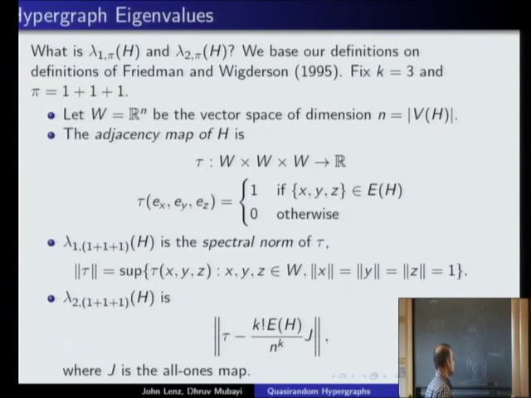The second largest eigenvalue with respect to 1 plus 1 plus 1 is like what you would do in a graph: you subtract off the all ones matrix times the degree. The thing that plays the role of the all ones matrix is the all ones map J, the map such that every basis vector gets mapped to 1. And k factorial E over n is just the density p. So lambda 2 is the spectral norm of that. That kind of kills the first eigenvalue. But we don't know what the third and fourth eigenvalues are, and we don't know how to do such definitions. Maybe it's interesting to do such things.